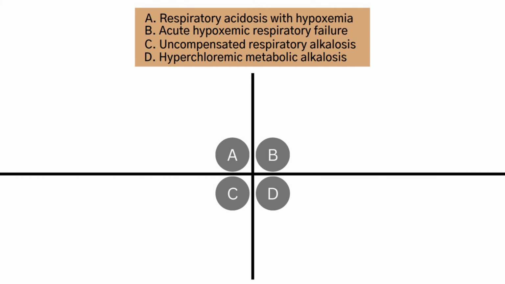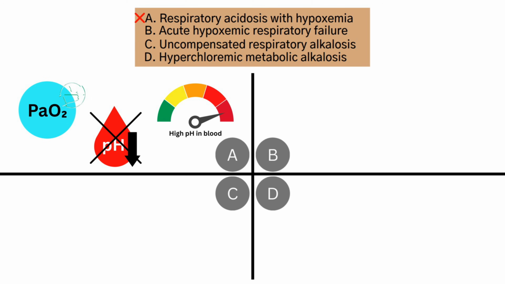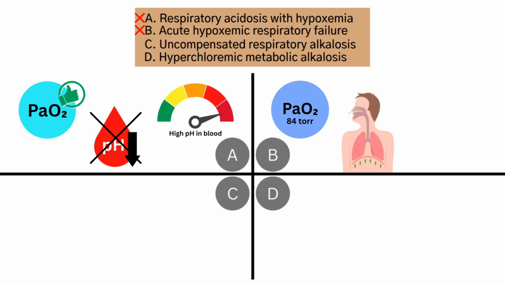Respiratory acidosis with hypoxemia is incorrect because the patient has alkalosis, not acidosis, and the PaO₂ is normal. Acute hypoxemic respiratory failure is also incorrect, since a PaO₂ of 84 does not meet the threshold for hypoxemic respiratory failure. Uncompensated respiratory alkalosis is the correct answer.